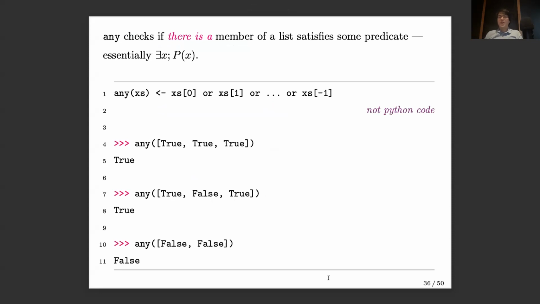Okay, we have all, and we also have any. So this is essentially equivalent to the predicate for math, there exists. So any is very similar to all, except that instead of throwing ands in here, we're throwing ors. Right, so this is going to answer the question x is 1 or x is 2 or to the last. So is it the case that any of these are true? Yeah. Is it the case that any of these are true? Yeah. Is it the case that any of these are true? No. Why? Because we can't find a true among them.